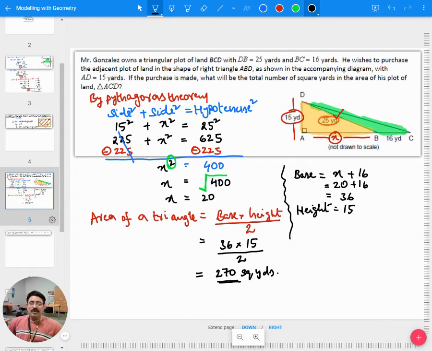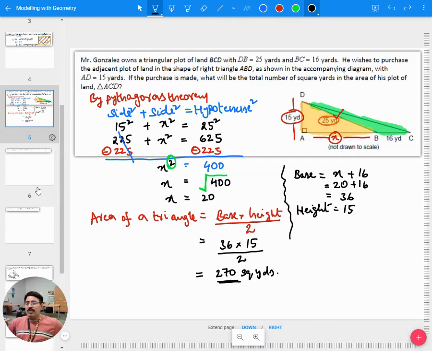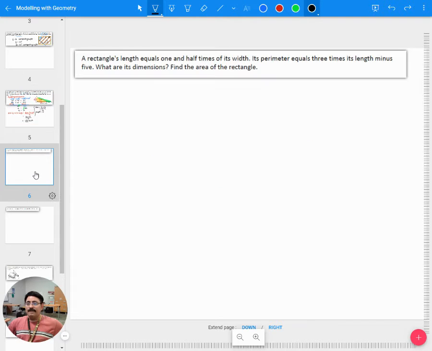Let me quickly repeat from the beginning. You are asked to find the whole area. So area of a triangle is base times height over 2. But here we don't know base. So we use the Pythagorean theorem in order to find this one. Okay. So let me quickly go to the next question.